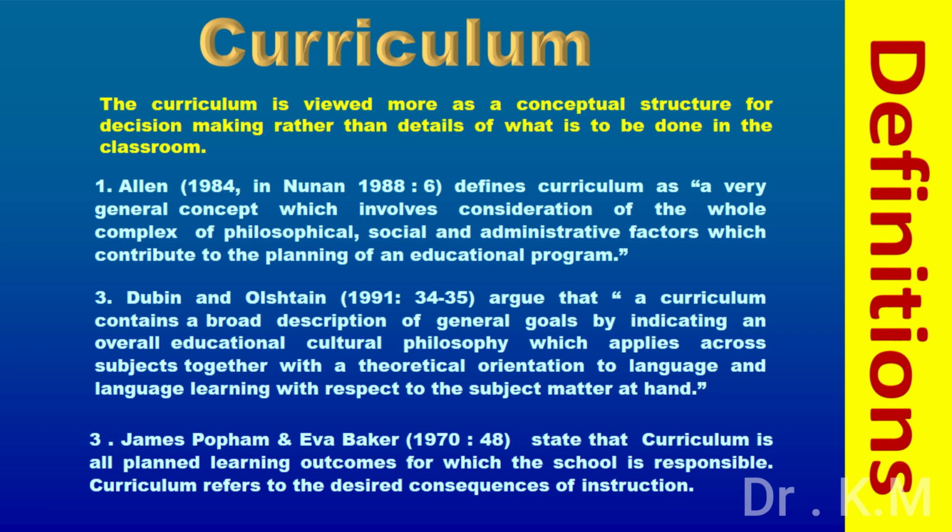Dubin and Olstein, 1991, page 34-35, argue that a curriculum contains a broad description of general goals by indicating an overall educational cultural philosophy which applies across subjects together with a theoretical orientation to language and language learning with respect to the subject matter at hand. James Popham and Eva Baker, 1970, page 48, state that curriculum is all planned learning outcomes for which the school is responsible. Curriculum refers to the desired consequences of instruction.